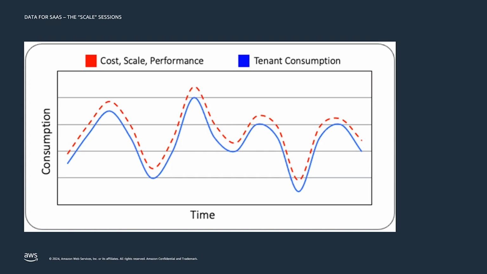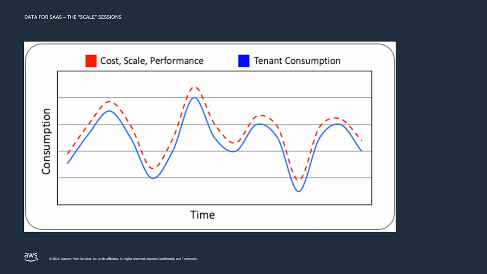And once you instrument your SaaS solution, then you can start to look at how these metrics can be used to create better alignment between your costs and the activity. In the graphic on the screen, you can see a couple of lines. The red line is slightly above the blue line at all times. The red line indicates your cost of delivering your SaaS solution.